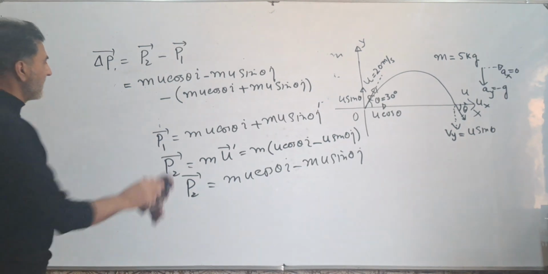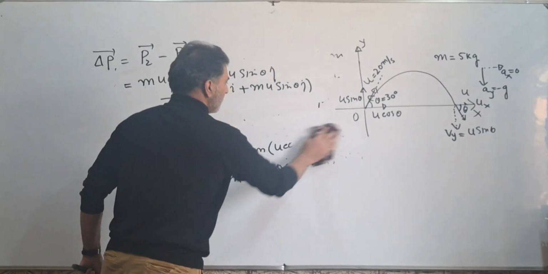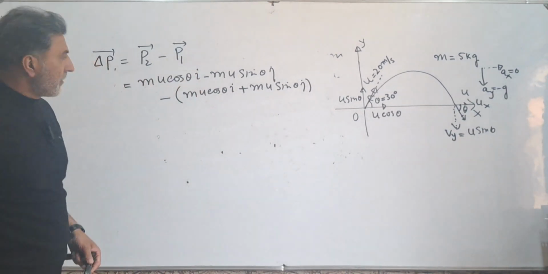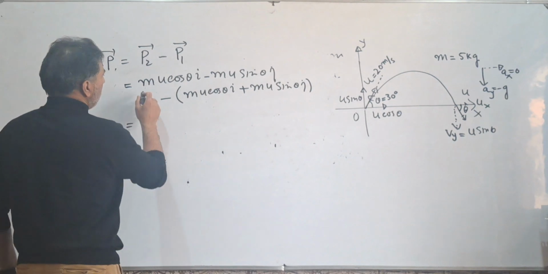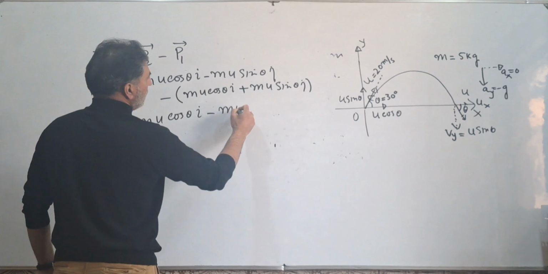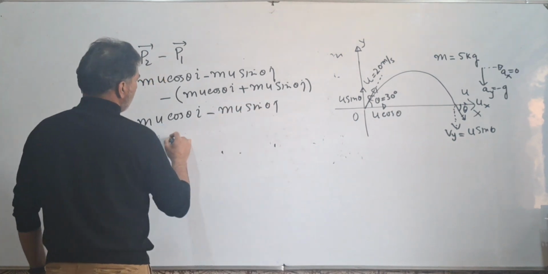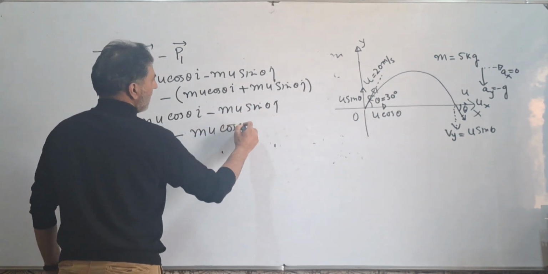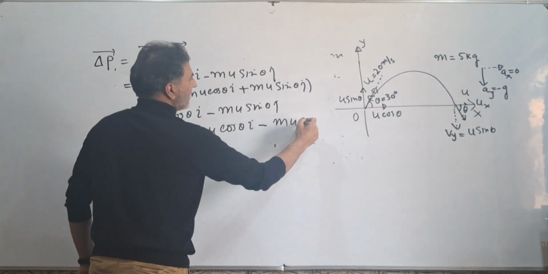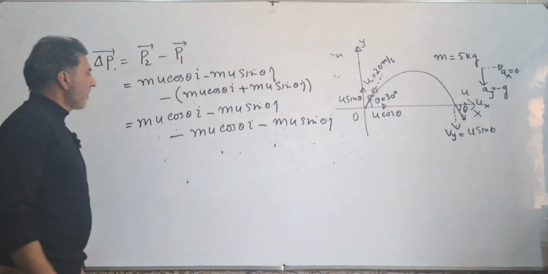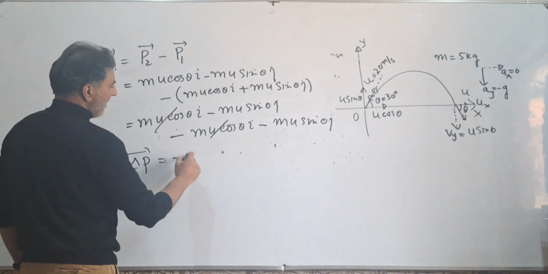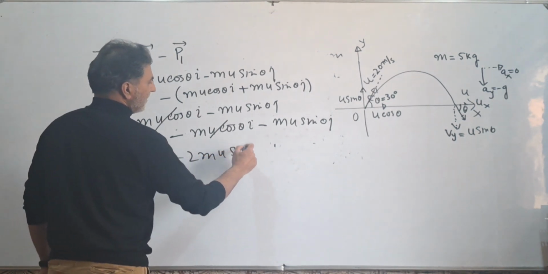सीधे सीधे हमने इनको सब्ट्रैक्ट किया. थोड़ा सा हमें इसको करना पड़ेगा सिंप्लीफाई. तो कैसे किया जा सकता है? It is mu cos theta i minus mu sin theta j minus mu cos theta i minus, इसको अंदर लेकर, mu sin theta j. ये दो कैंसिल हो गए. तो what is delta P? That is minus 2mu sin theta j.